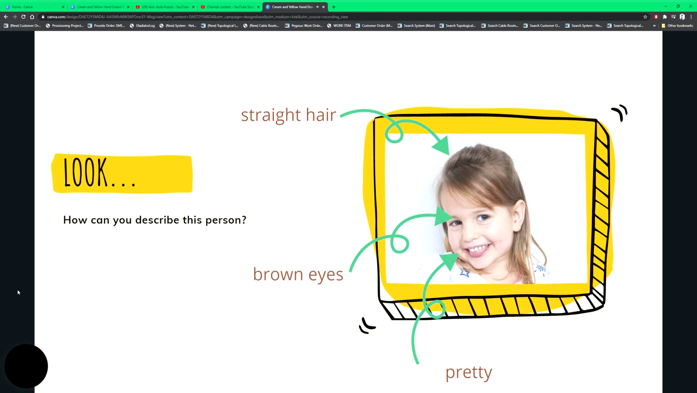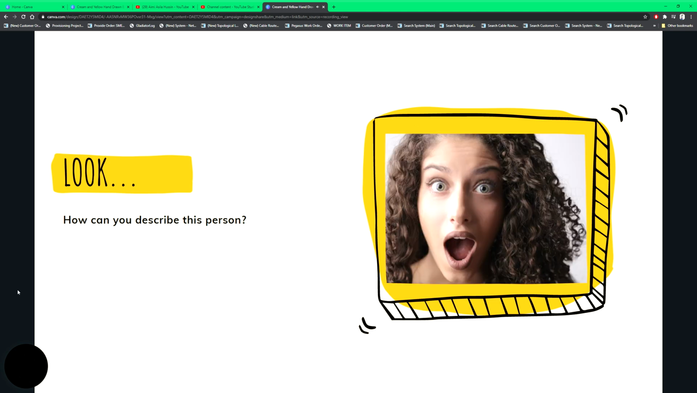Okay, let's look at the second example. You look at this person. Look at her hair. What can you say about her hair? Is it straight? No, isn't it? So it's curly. So you can say she has got curly hair. Okay, what about the color of her eyes? It's gray. So you can say she has got gray eyes.